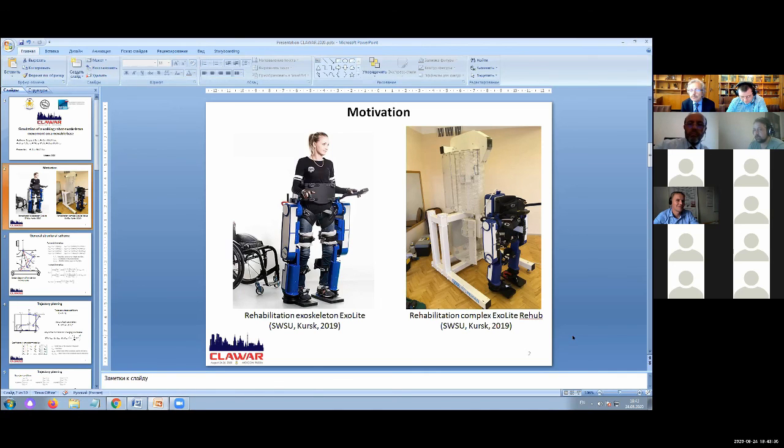For example, it's a simulation of movement on a mobile base. Because on the right side of this slide, you can see the complex which uses small wheels on the legs for providing sliding between the exoskeleton and the floor. And our next step, our future work, is the use of treadmill running. And for this, we investigate this question with walking on the mobile base.